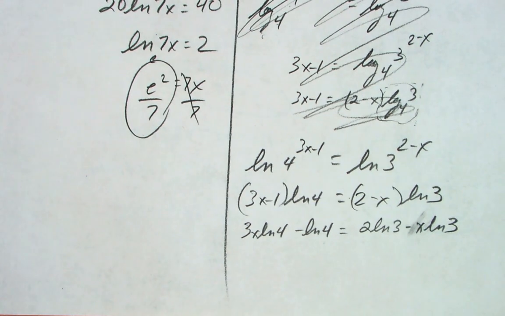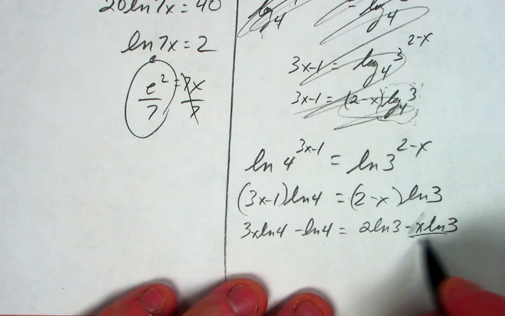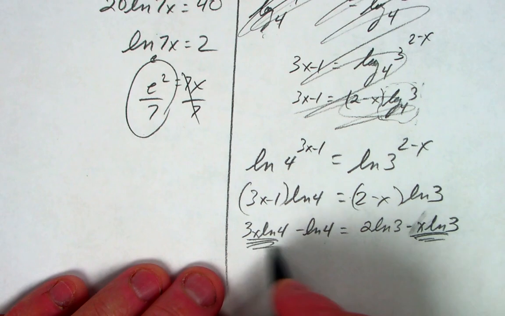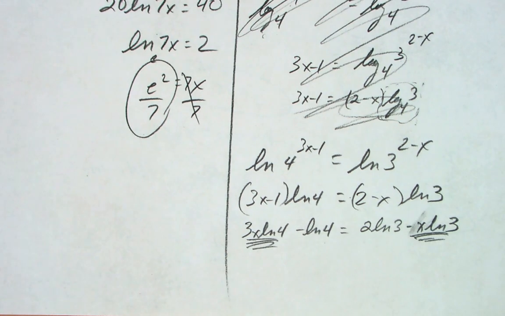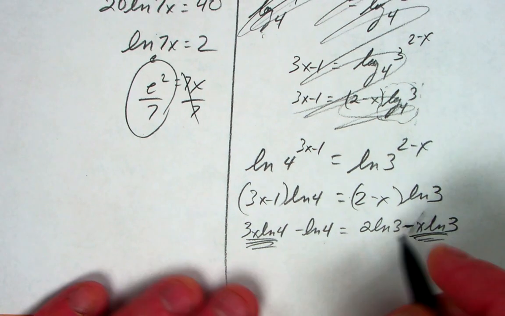Okay. But I think it's important for you guys to see some challenging things. So here's an x term. Here's an x term. I need to collect them all on one side. So what I'm going to do is this.